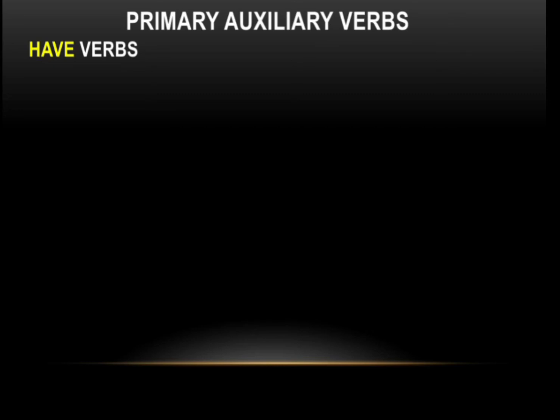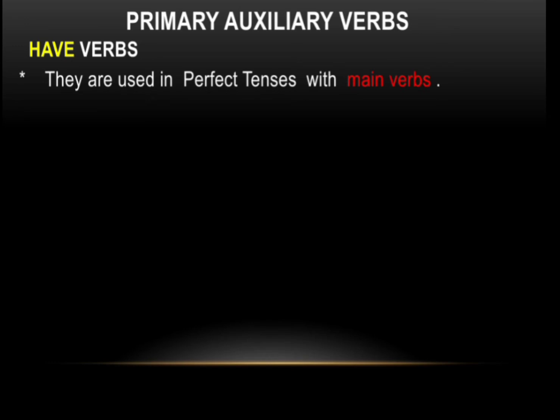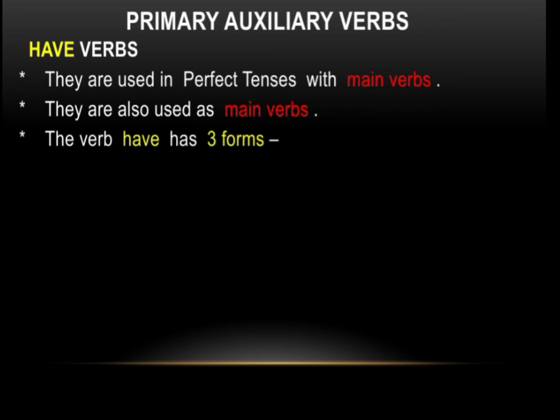The next primary auxiliary verb is the have verbs. They are used in perfect tenses with main verbs. They are also used as main verbs. The verb have has 3 forms.